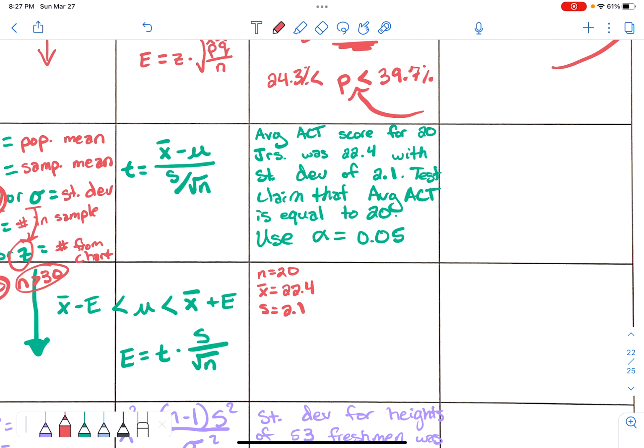Now, I know at this point that we're going to use the T chart because N is less than 30 and we only know the sample standard deviation. Those two things tell me T, okay? So I'm going to write that down.